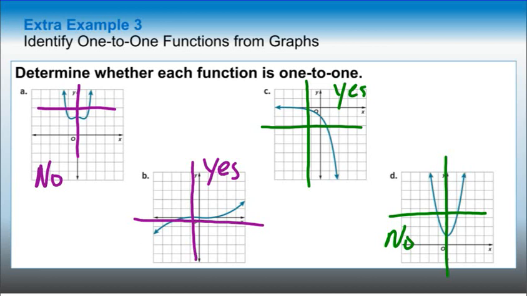Now you should recognize a little bit too that if it's got a parabola shape in the graph, it's more likely not going to be a one-to-one function because it will pass the vertical line test if it's opening upward or downward, but it will not pass the horizontal line test.